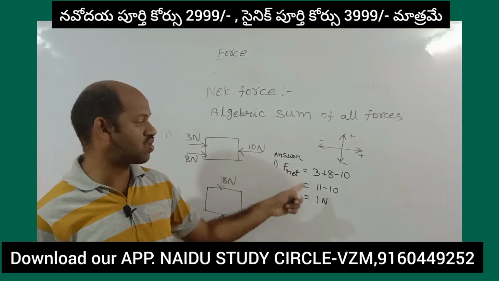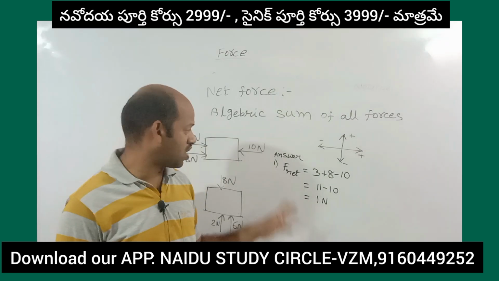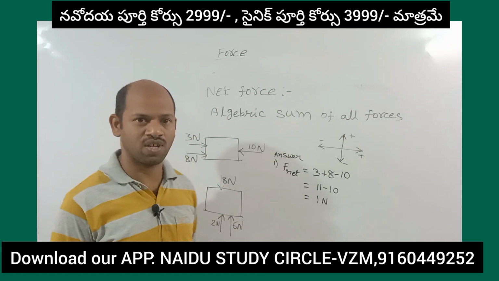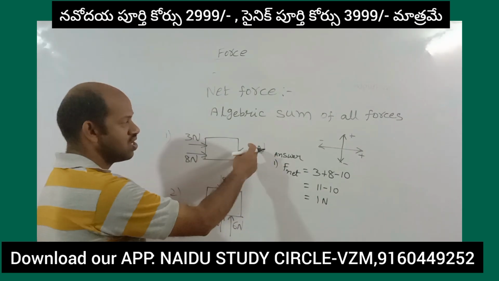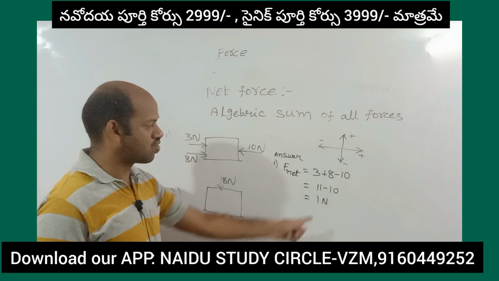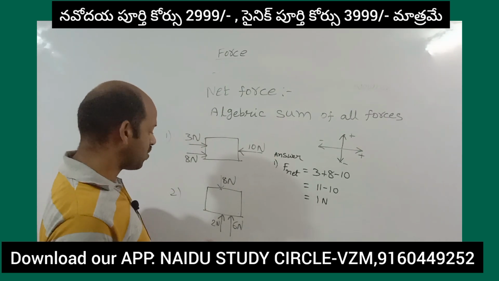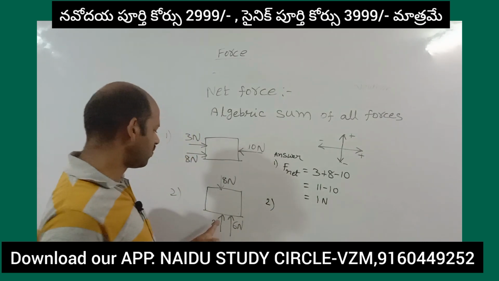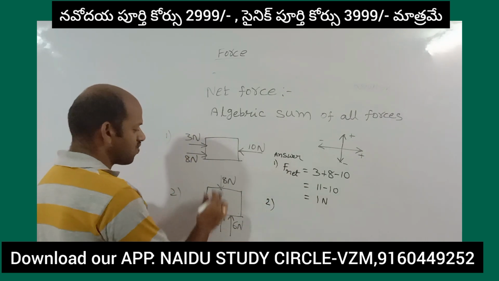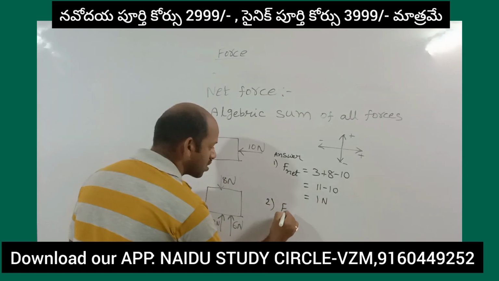So what is the net force? 11 minus 10, that is equal to 1 newton. So the net force is how much? 1 newton. So when the force is acting towards the right side, it is positive, left side is negative. So the answer you will get is 1 newton. Now for example, this problem, if we consider the second one, upward forces, how many forces are acting towards the upward direction?